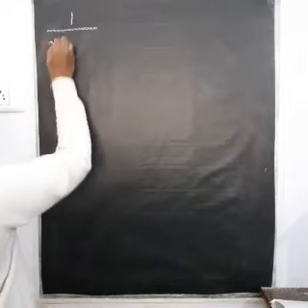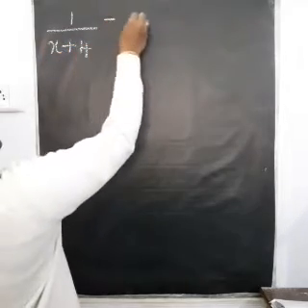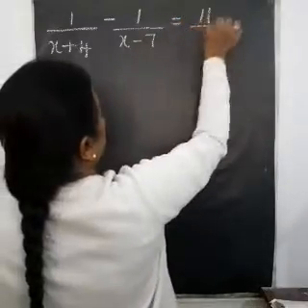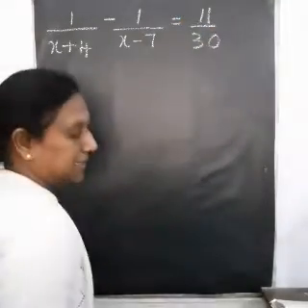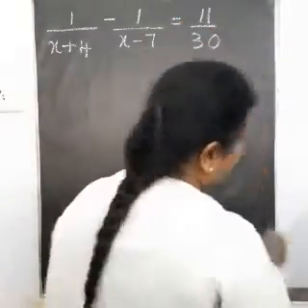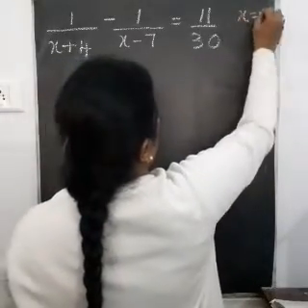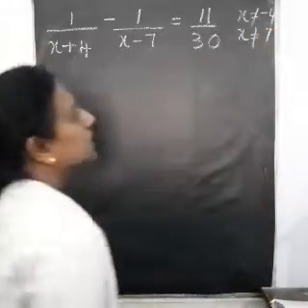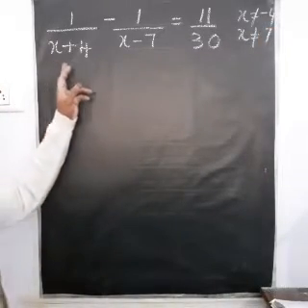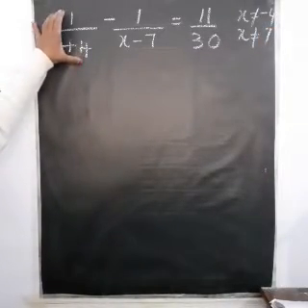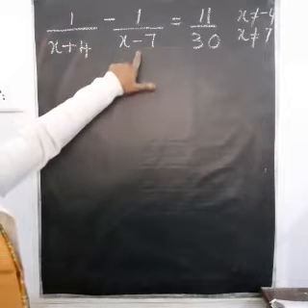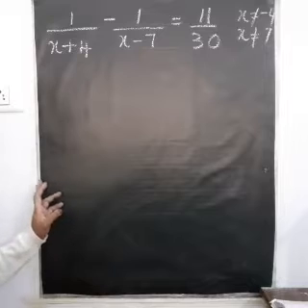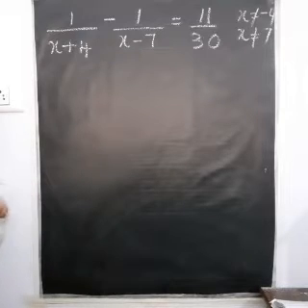1 by x plus 4 minus 1 by x minus 7 is equal to 11 by 30, where x is not equal to minus 4 and x is not equal to 7. Now these two are the criteria given. Otherwise, if x is equal to minus 4, this will become invalid, and if x is equal to 7, this will be invalid. It's an important sum which often appears on the paper, so please follow.